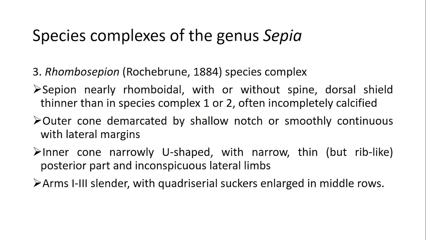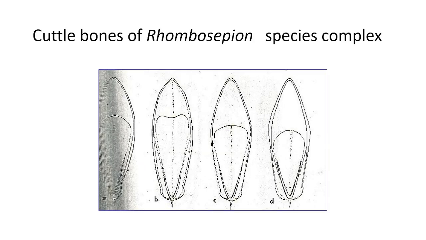Third one is the Rhombosepion complex, which was discovered by Rochebrune in 1884. These are the key characteristics of this complex. The sepium is nearly rhomboidal with or without a spine, the dorsal shield incompletely calcified. The arms are slender with quadrilateral suckers enlarged in the medial rows. Inner cones are narrow, U-shaped, with a narrow, thin, bud-like posterior part and inconspicuous lateral limbs. The outer cones are demarcated by shallow nodes and smoothly continuous with lateral margins.